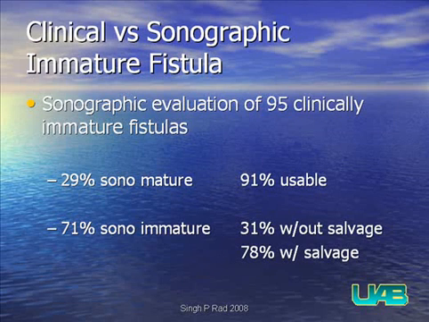In this group, 29%, so nearly a third, actually were mature by sonographic criteria. And in these patients, 91% were subsequently usable for dialysis by the hemodialysis nurses. In the 71% that were sonographically immature, patients who refused to undergo salvage only had a 31% usable rate, whereas the patients who underwent salvage of an abnormality such as correction of stenosis or ligation of competing veins, 78% eventually were able to dialyze with the fistula.